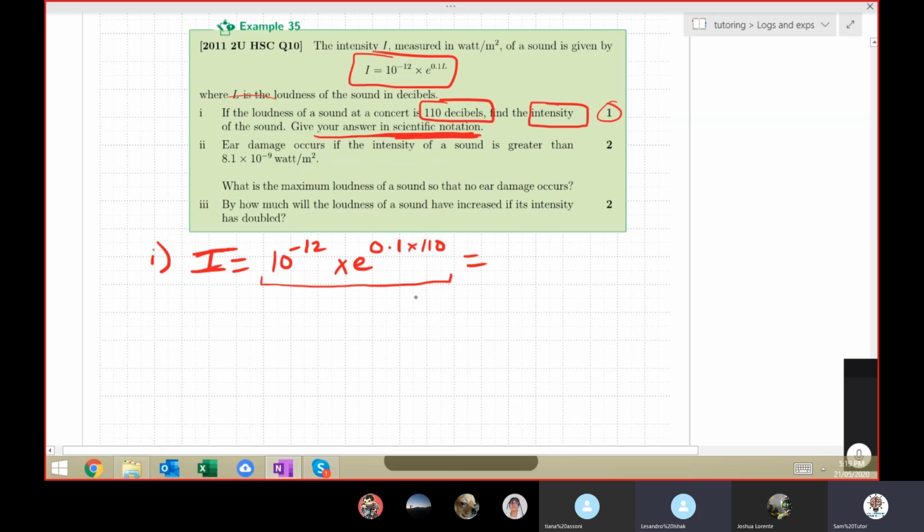10 to the power of negative 12 times e. Do you know how to put e into your calculator? Shift LN. Then 0.1 times 110. You press Shift and LN. Look at your LN button. On top of it, it's e to the power. Thank you, Sam. So you should get a whole bunch of zeros and then 5987. Is that what you got?